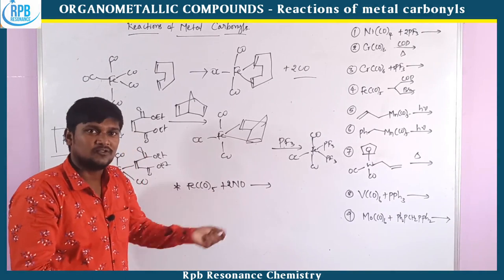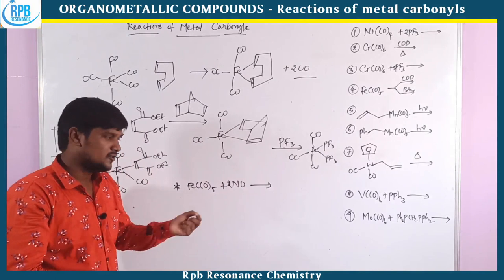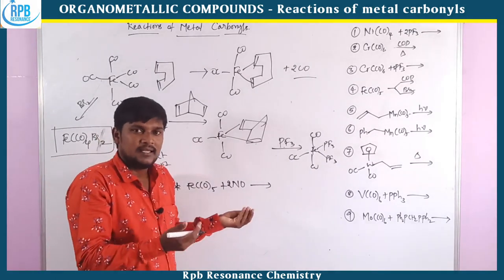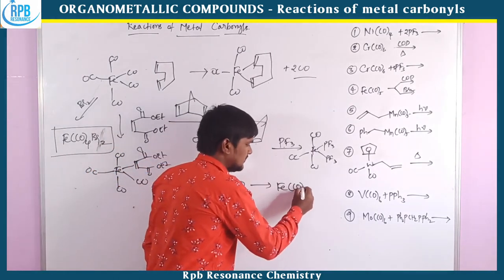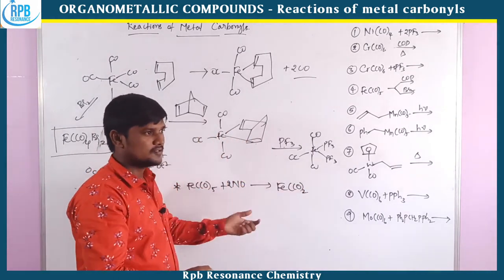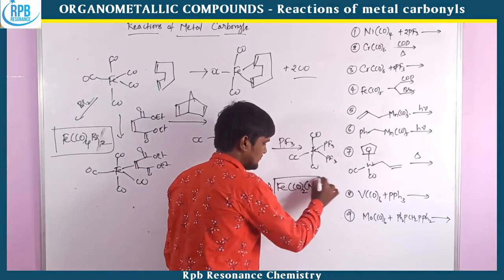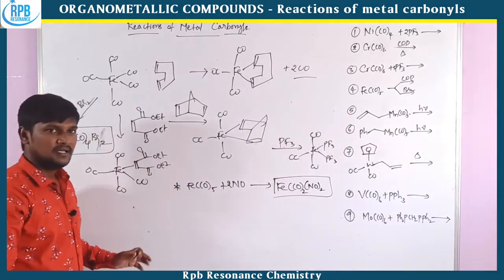That's why we use two moles of nitrosyl, which indicates six electrons. Those six electrons are balanced by the elimination of three carbonyls. If three carbonyls are eliminated, just two carbonyls are left, so it is the M(CO)2 system. So this is the reaction. This is also one of the previous year questions.